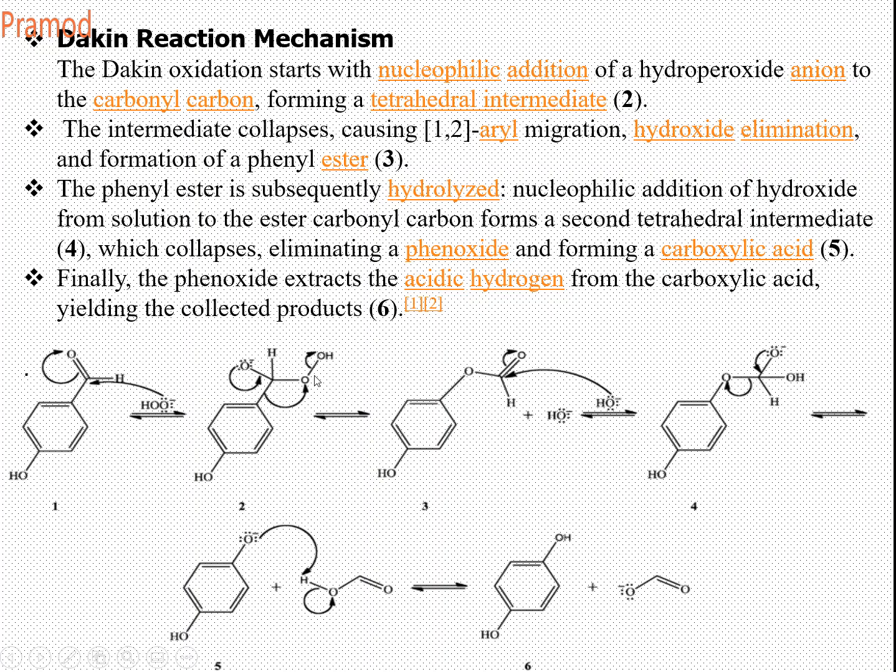So what is the next thing? Once this tetrahedral intermediate is formed, it collapses because of the peroxide. It is unstable. It collapses and this causes a 1,2 aryl migration and hydroxide elimination, forming a phenyl ester. There is a 1,2 aryl migration.